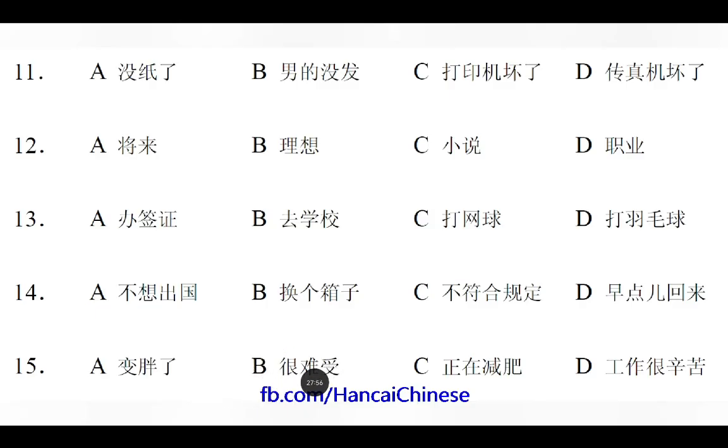And D, shufu. Bu shufu means uncomfortable or feeling bad. And here jianfei means to reduce your weight or dieting, something like this. And the next option is 辛苦, work hard. So we just try to match these words with the audio. Okay, 辛苦, jianfei, bu shufu, and pang. Okay, let's listen to the audio.